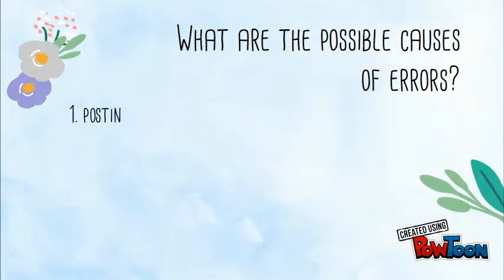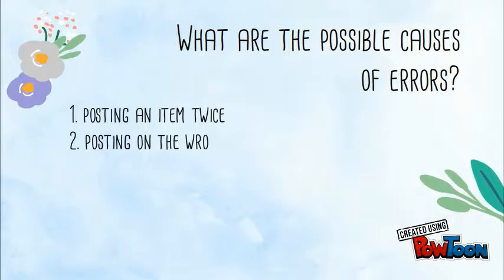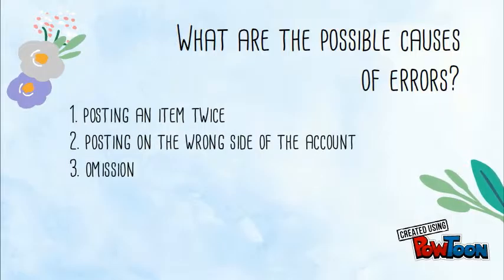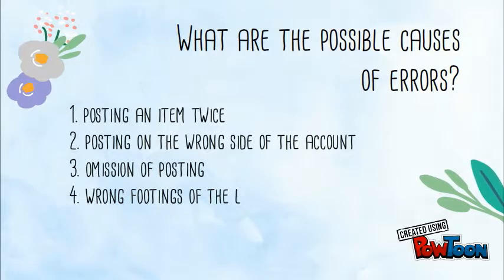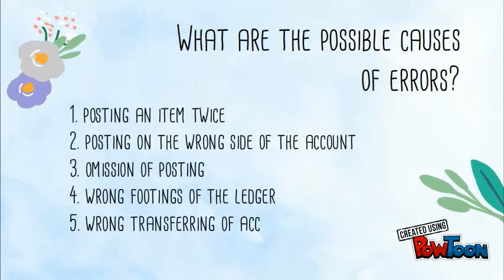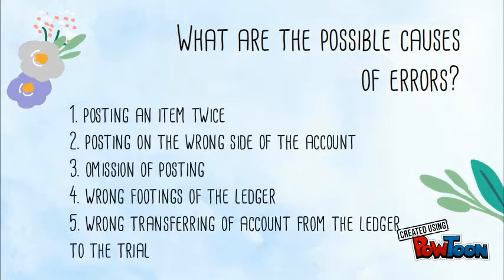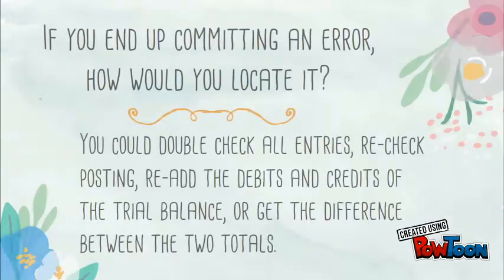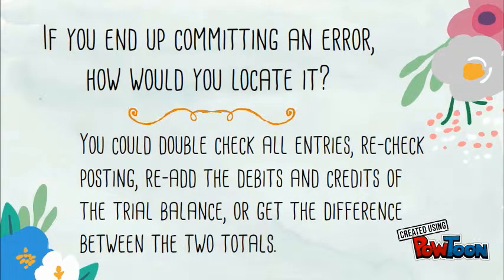So what can cause an error? It can range from posting an item twice, posting on the wrong side of the account, omission of posting, wrong footings of the ledger, and wrong transferring of the account of the ledger to the trial. If you commit an error, you could double-check all entries, recheck posting, re-add the debits and credits of the trial balance, or get the difference between the two totals.